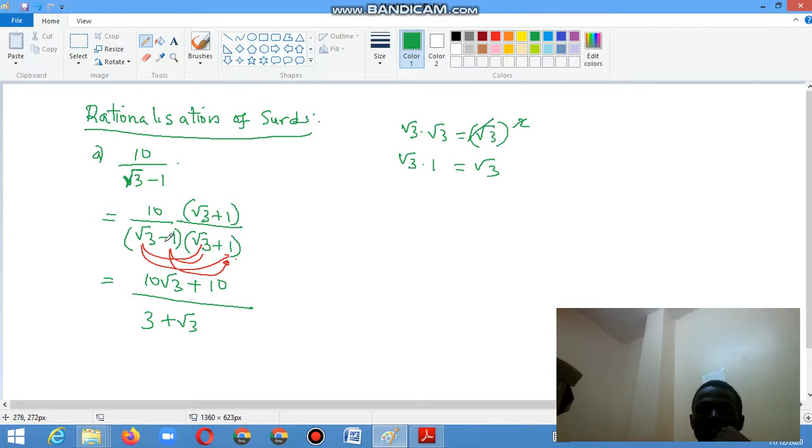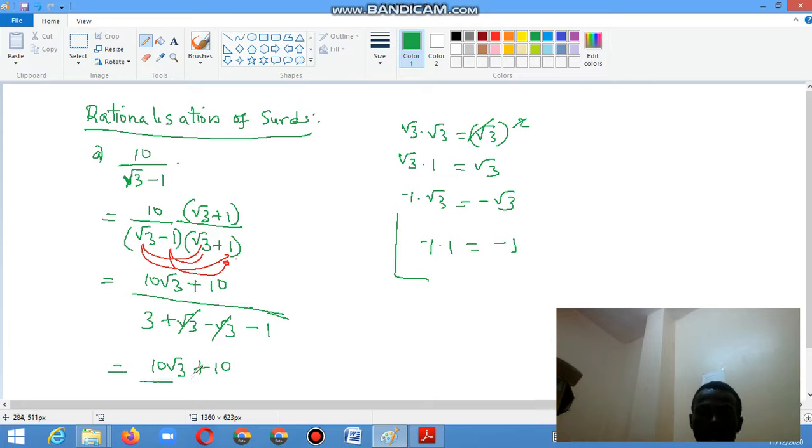Let's go ahead. Then we go to negative 1 times root 3, which gives minus root 3. So I put it here, minus root 3. Lastly, I get minus 1 times 1, which is minus 1. So this is the whole thing here. Plus root 3 minus root 3 will cancel out, it will go home. So I finally remain with 10 root 3 plus 10 out of 3 minus 1.